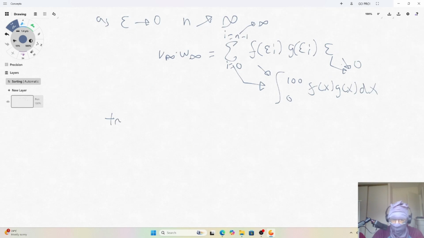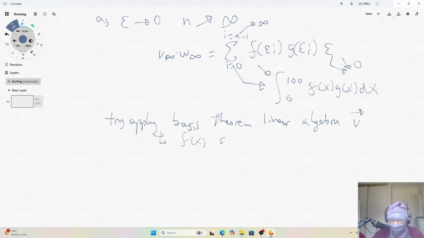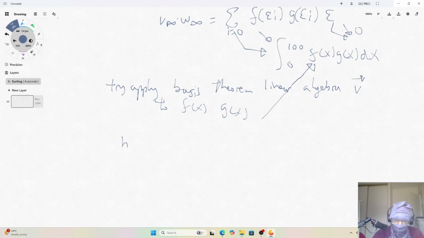Try to apply the basis theorem of linear algebra of those vectors to those functions, as generalized as infinite dimensional vectors. So what is the basis theorem?